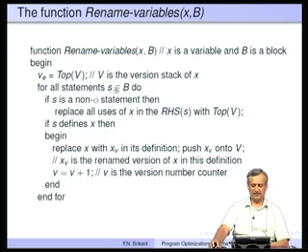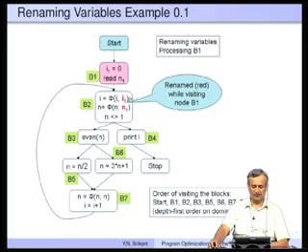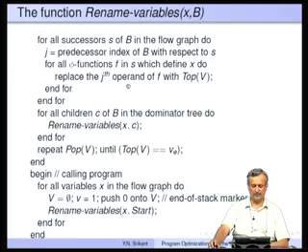Now, for all the statements S in B, so we have a basic block. Right now, if it is start, there will be no statements in it. So, none of these will be executed. For the first start block, nothing is executed here. Then we come to this, for all children C of B in the dominator tree do call rename variables. So, we are going to call on B 1. Okay. So, start did nothing, we go to B 1.